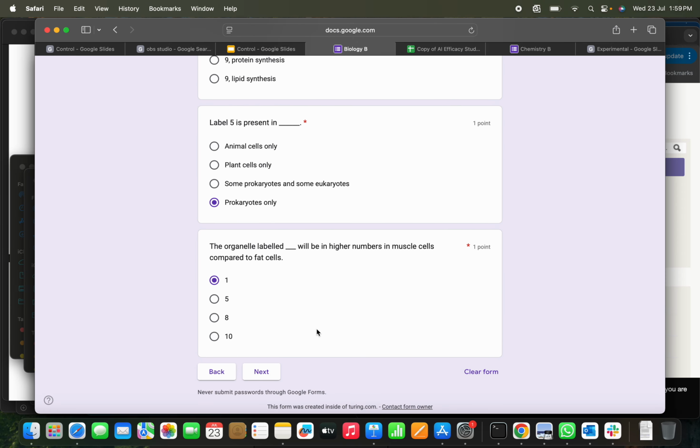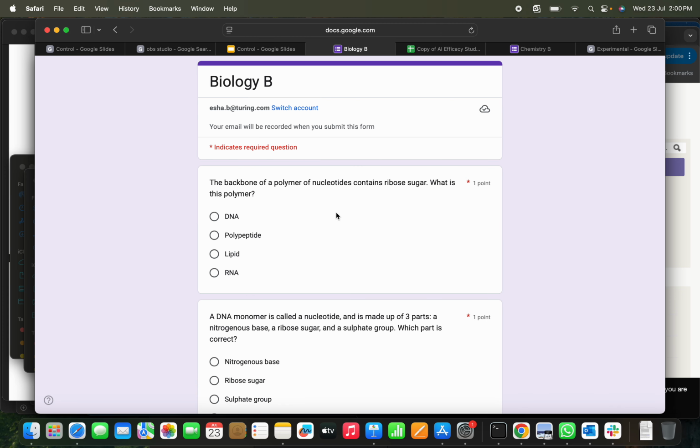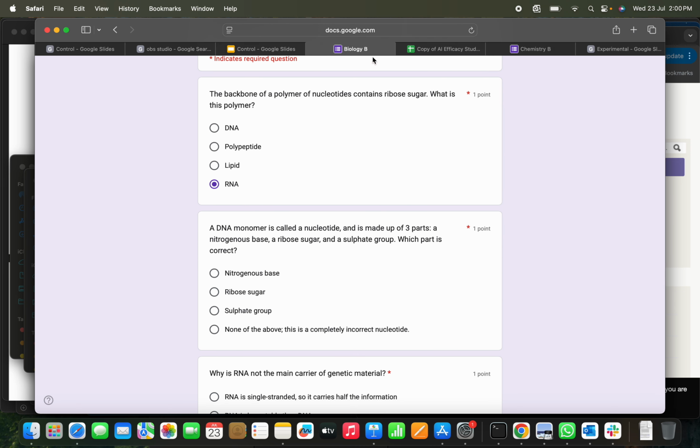So yeah, this is done. The backbone of a polymer of nucleotide contains ribose sugar. What is this polymer? DNA, polypeptide. It says polymer of nucleotide contains ribose sugar. I know DNA is something called deoxyribonucleic acid, and this is ribonucleic acid. So I'll go with RNA, just because it sounds like ribose sugar.